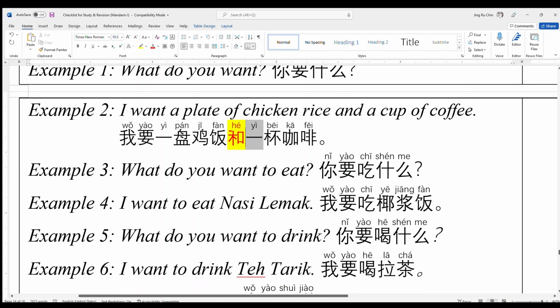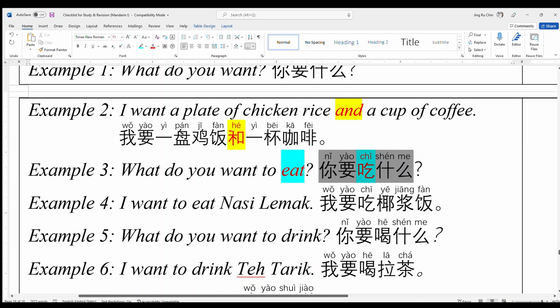Now you can also use it with a verb as well. Do you notice there is a verb here? Eat. This word is a verb, right? Kata kerja. It's an action. So in Mandarin, the word eat is 吃. C-H-I. 吃. So, what do you want to eat? Awak mau makan apa? Awak nak makan apa? This is an action.